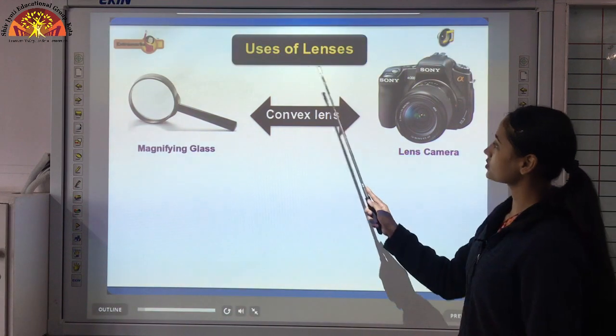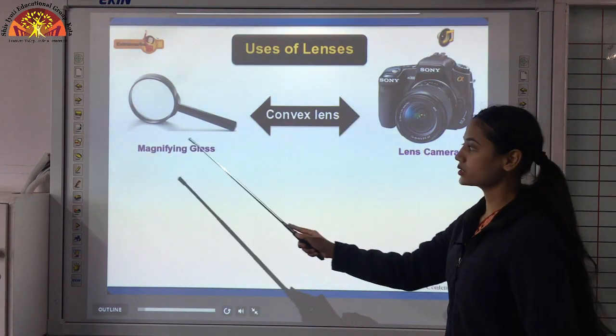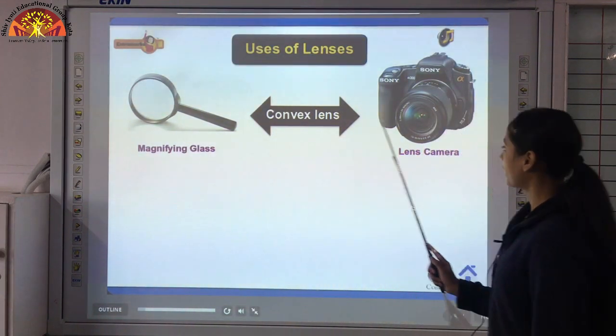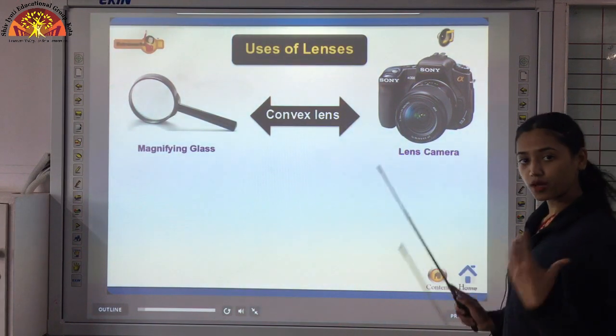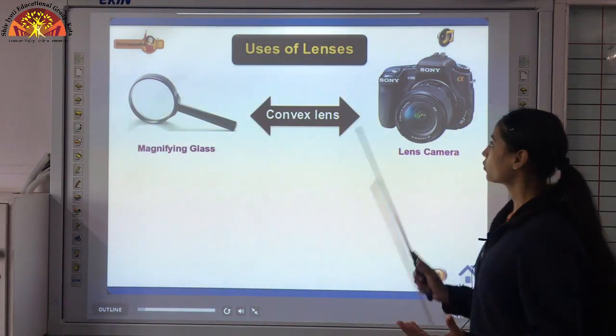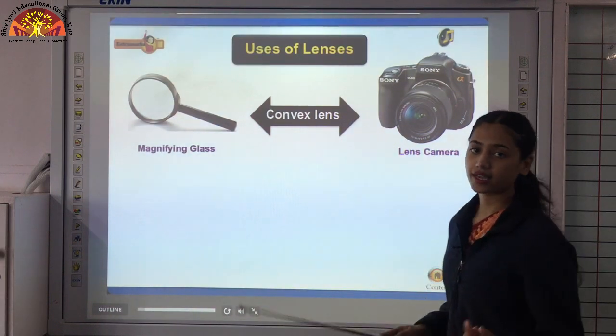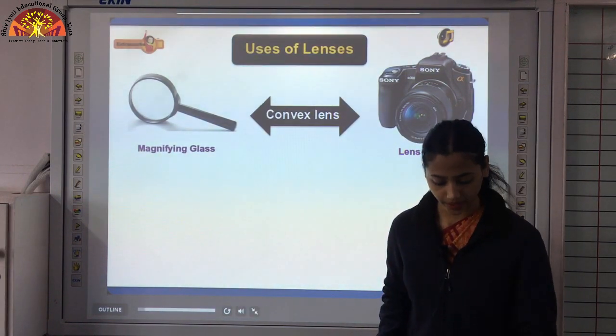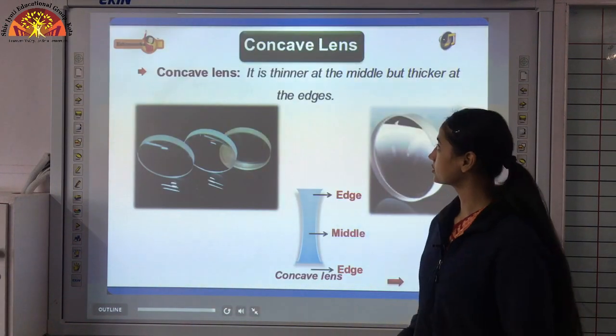Now what are the uses of this convex lens? It is used in a magnifying glass and in the camera. In the camera, the lens which is used is what type of lens? Convex lens, and the same in the example of the human eye, a convex lens is present.